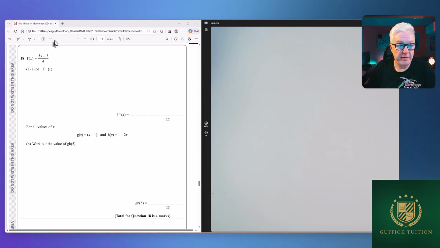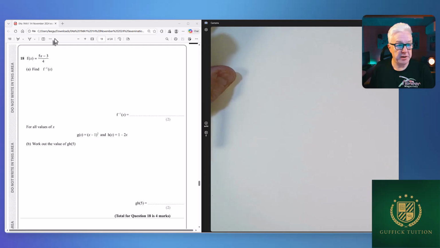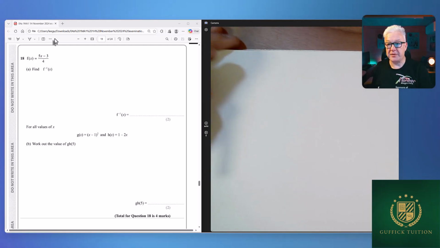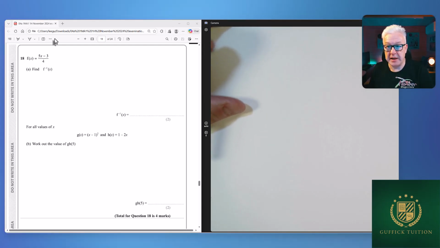Hello everyone, we have a functions question here. So it says f of x is equal to (5x minus 3) over 4. Find f to the minus 1 of x. Now remember that means the inverse.